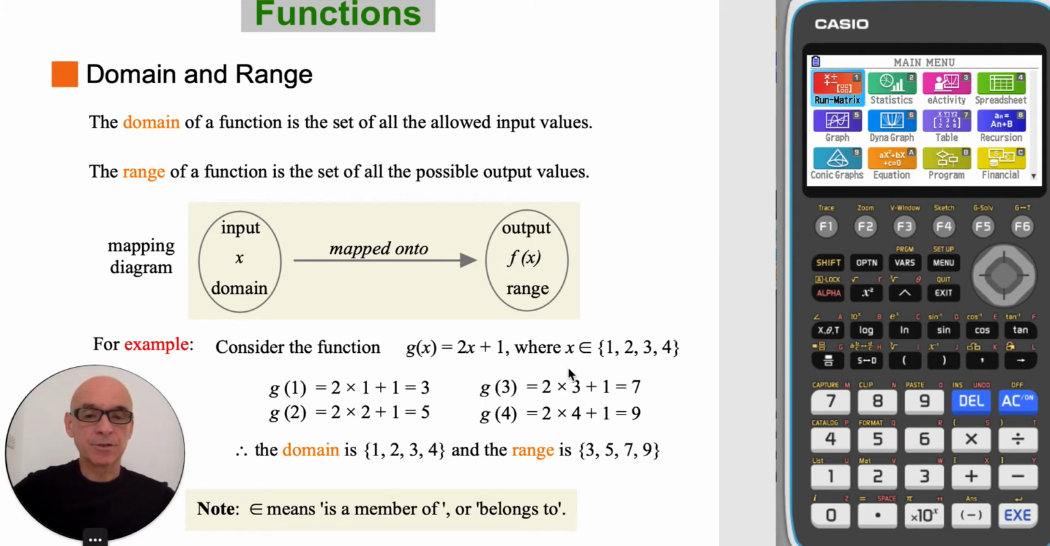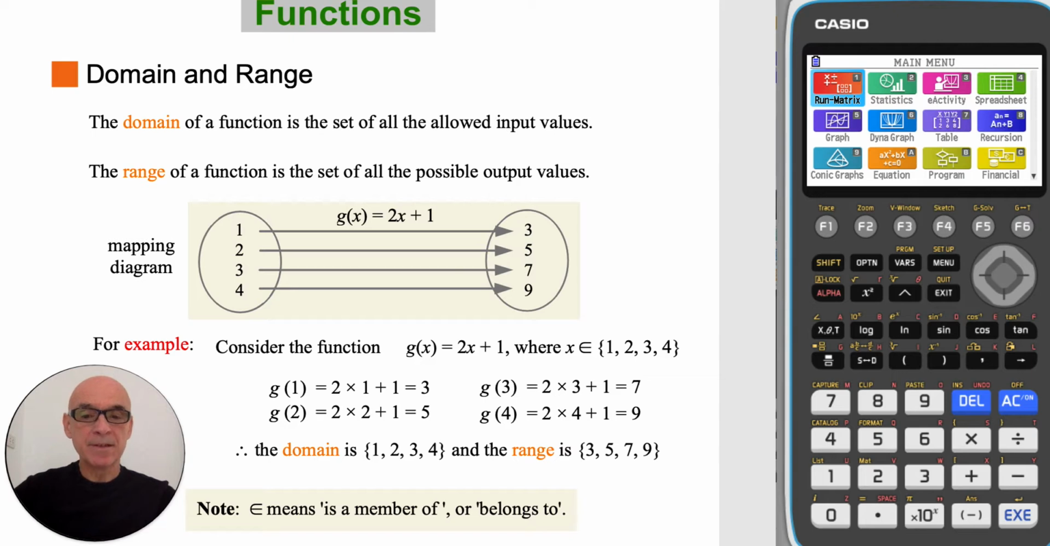Consider the function g of x, where the input values can be 1, 2, 3, or 4. We see an input value of 1 produces an output value of 3. An input value of 2 gives an output value of 5. An input value of 3 gives an output value of 7. And an input value of 4 gives an output value of 9. So if the domain is the numbers 1, 2, 3, and 4, then the range of g would be the numbers 3, 5, 7, and 9, as shown in the mapping diagram.